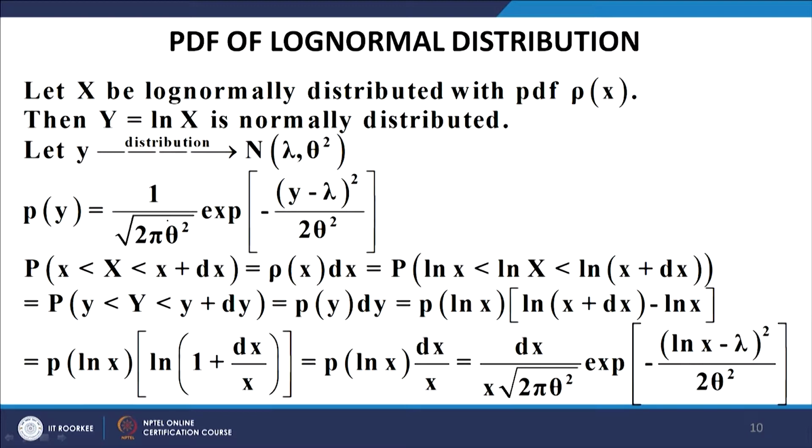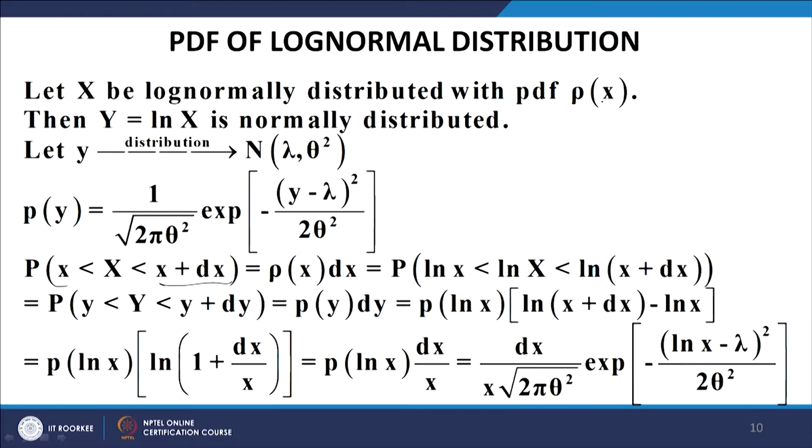Now, this is the important part. The probability that the random variable x, capital X, lies between two values x and x plus dx. Which variable? The log normal variable. The probability that the log normal variable capital X lies between x and x plus dx must be equal to rho of x into dx. This is the definition of probability density function. So, nothing more about it.